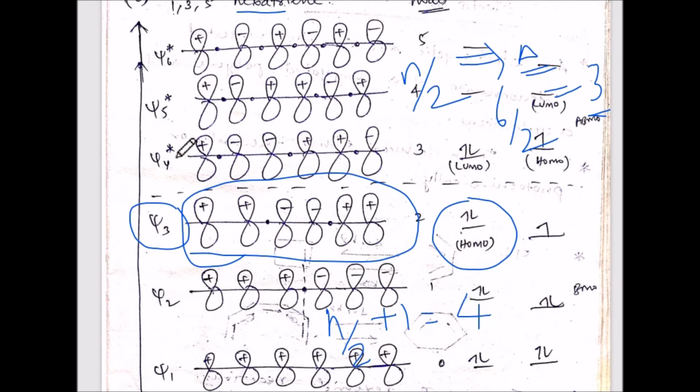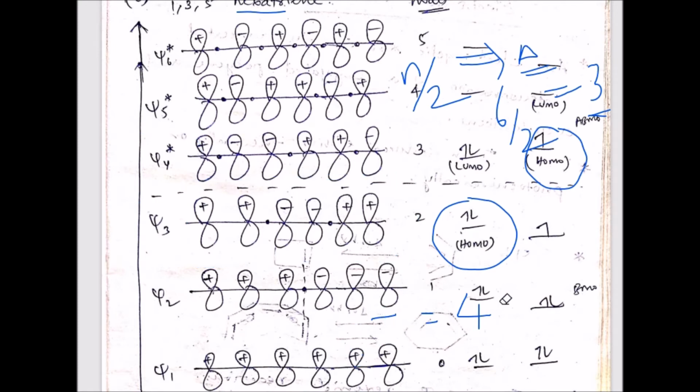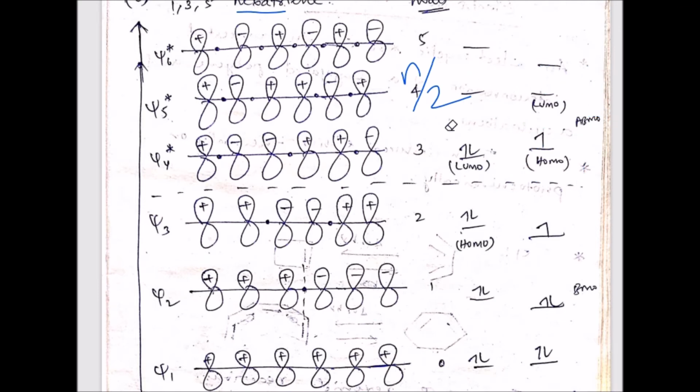So 3 plus 1 is 4, and you see psi 4 is your HOMO for this, and you choose this orbital. Right? So I think you can get it. Okay, so this is the formula you should remember. For thermal condition, to determine the HOMO, put n by 2, and for photochemical condition, put n by 2 plus 1. Okay, remember this, and you can find the HOMO easily.